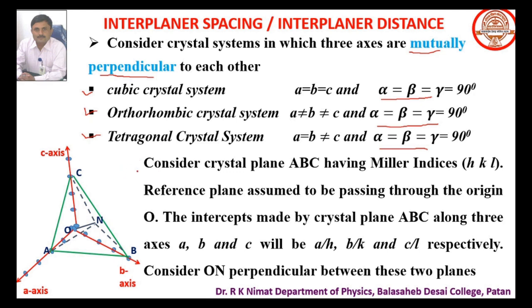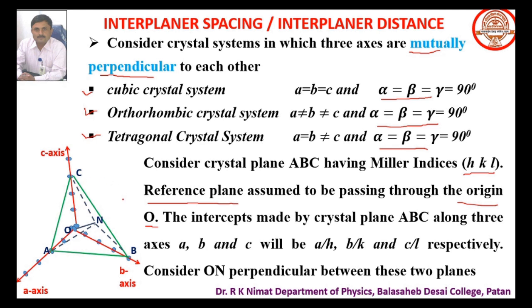In order to find an expression for the interplanar spacing, consider a crystal plane ABC having Miller indices hkl. So h, k, l are the Miller indices of the crystal plane ABC. Since you have to find the interplanar spacing between two adjacent parallel planes, we have to consider a reference plane which is passing through the origin O. That means you have to consider two parallel planes, one reference plane passing through origin O, and the next plane ABC having Miller indices hkl.